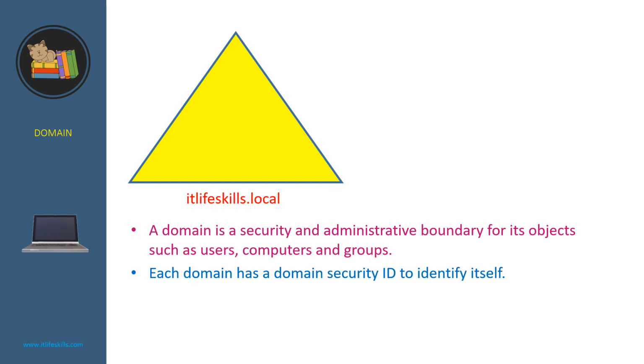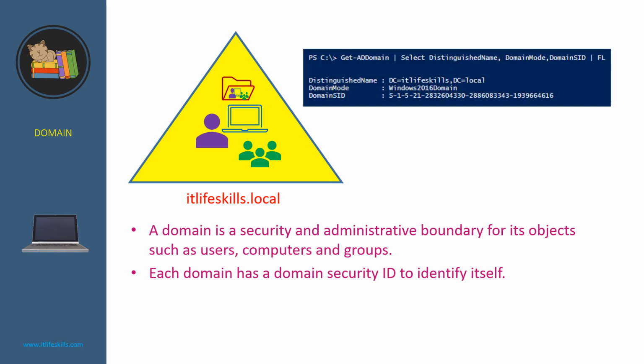A domain is a security and administrative boundary for its objects, such as users, computers, and groups. Each domain has a domain security ID to identify itself. For example, itlifeskills.local has this as the domain security ID.